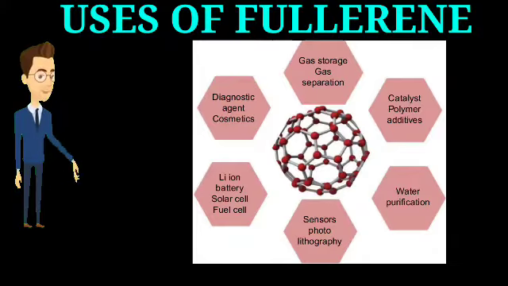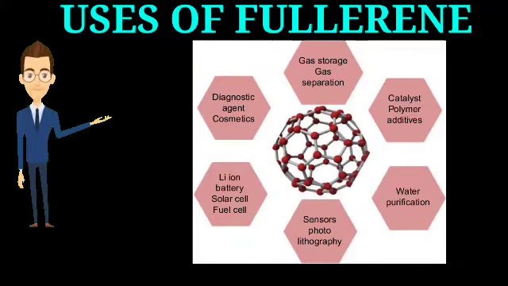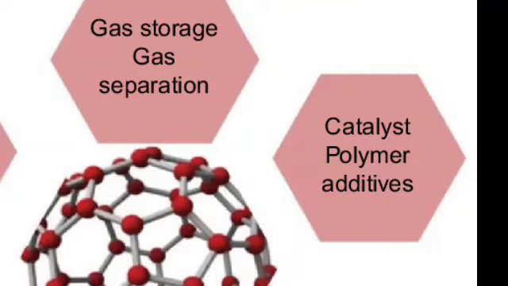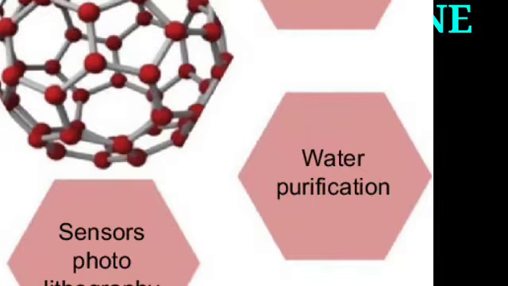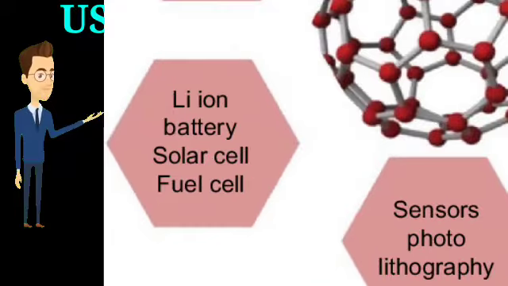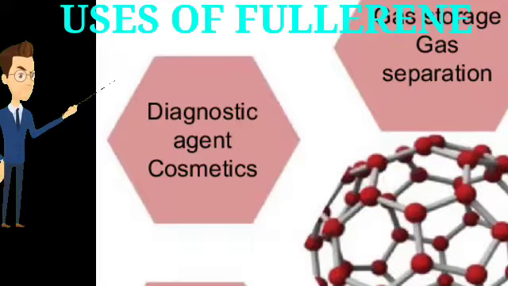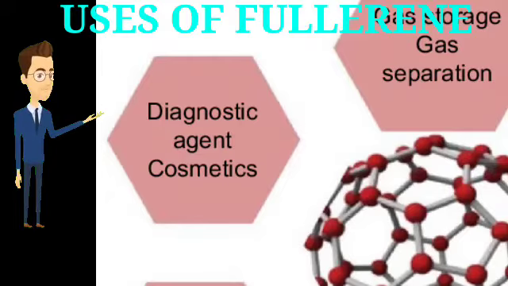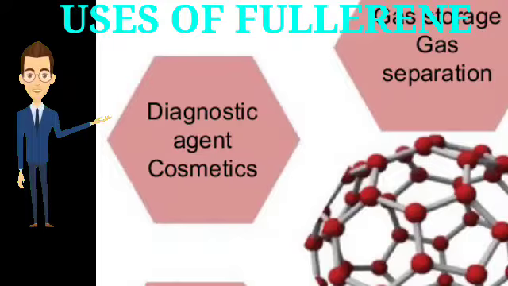Now we will talk about the uses of fullerene. Some uses are given here. You can see very carefully. It is used as a catalyst and for water purification. Because it can make superconductors, it is used in lithium batteries and solar cells. It is used as a diagnostic agent, or in some cosmetics. You know, fullerene compounds are also used for the treatment of cancer.